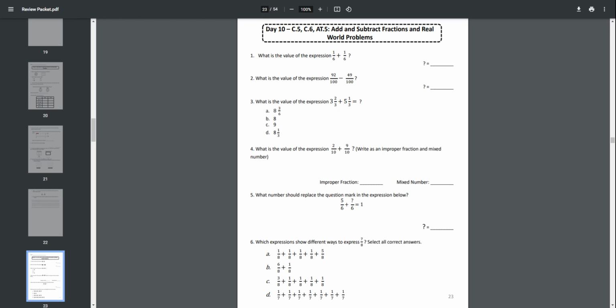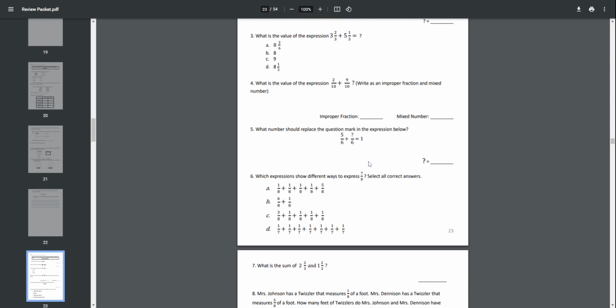An improper fraction is a fraction where the numerator is bigger than the denominator, and a mixed number is where you have a whole number and then a fraction. So draw a picture if you need to. Number 5, what number should replace the question mark in the expression below? 5/6 plus blank over 6 equals 1. Now remember, 1 whole is when the numerator and the denominator are the same number. So you're looking for an answer of 6/6.